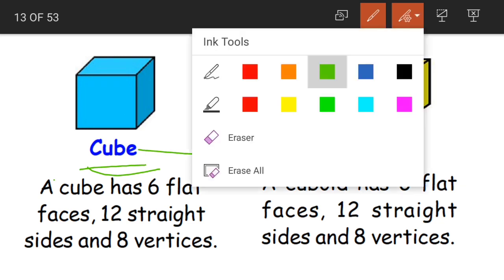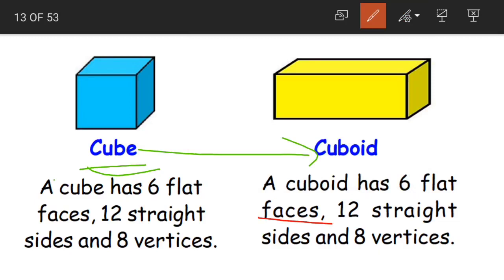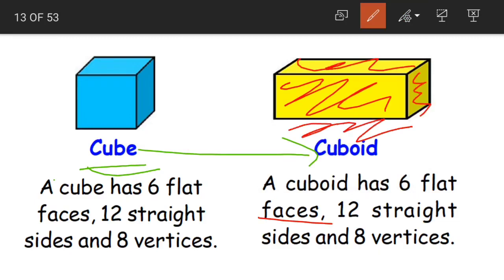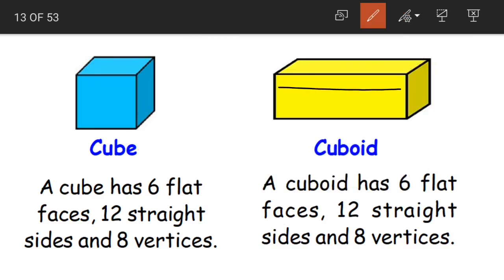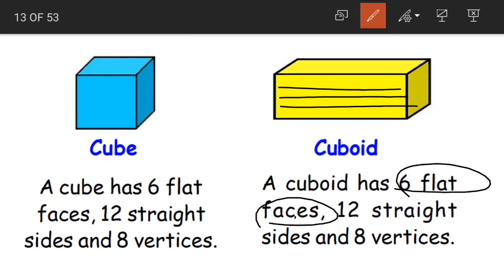For example, let us look at the number of faces that our cuboid has. It has 1, 2, 3: one below, one to the side, and one to the back side. How many? 1, 2, 3, 4, 5, 6. Even a cuboid has 6 faces, and all these faces have a flat surface. So a cuboid has 6 flat faces, just like our cube.